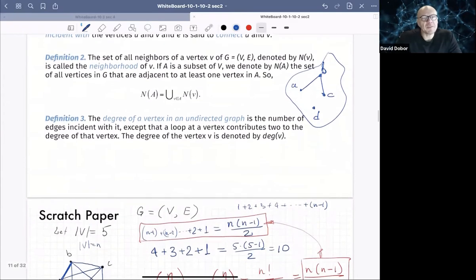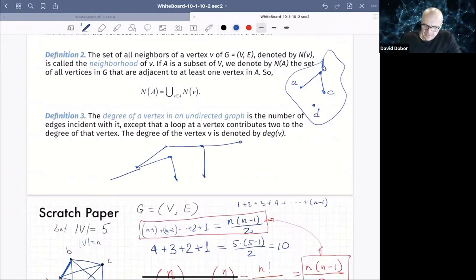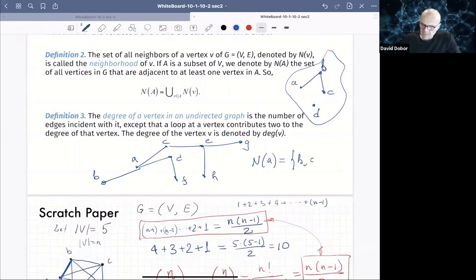Now, a neighborhood of a vertex is the set of all the vertices that it's adjacent to. For example, suppose you have a graph with vertices A, B, C, D, F, E, G, H. What's the neighborhood of A? It's simply the set of vertices to which it is adjacent. A is adjacent to B, C, and D. That's the neighborhood of A.